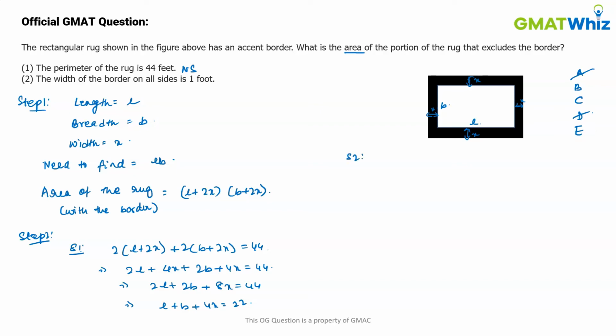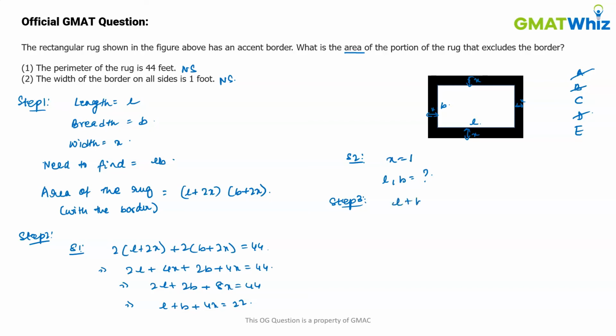Moving on to statement 2, it is given that the width of the border on all sides is 1 foot. So we know that x is going to be equal to 1. However, the values of L and B are still unknown to us. So statement 2 is also not sufficient, and we move on to the last step, which is step 3, where we combine the statements.